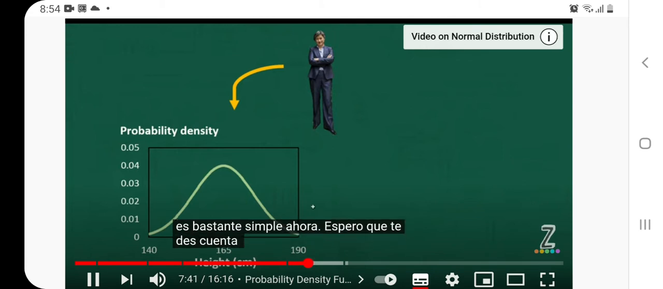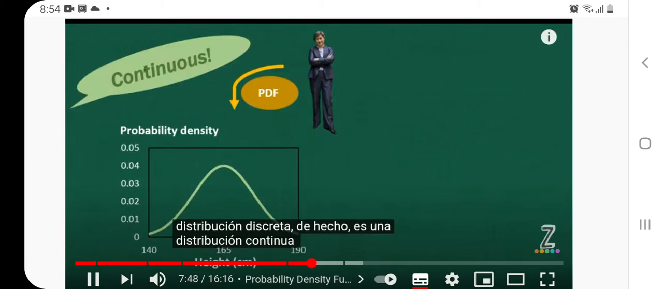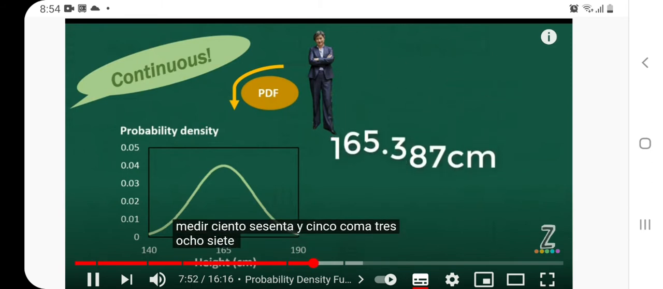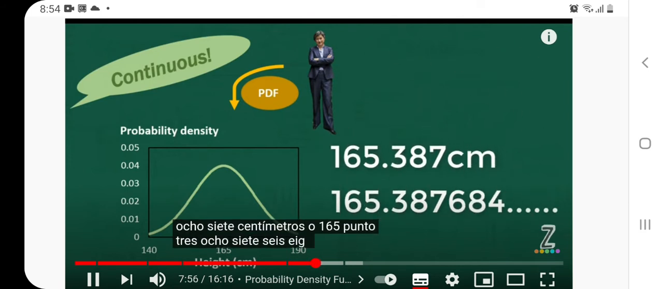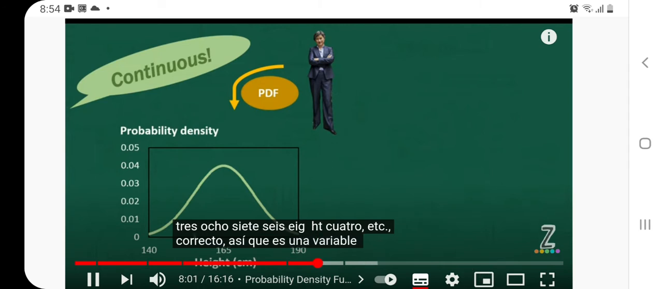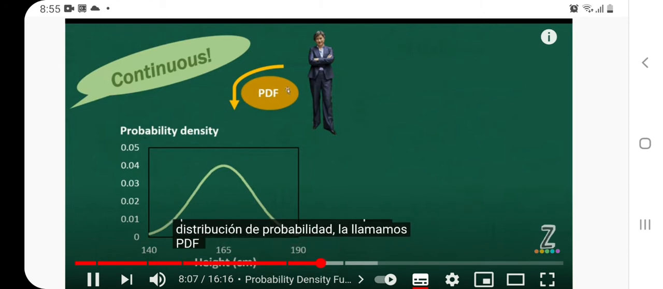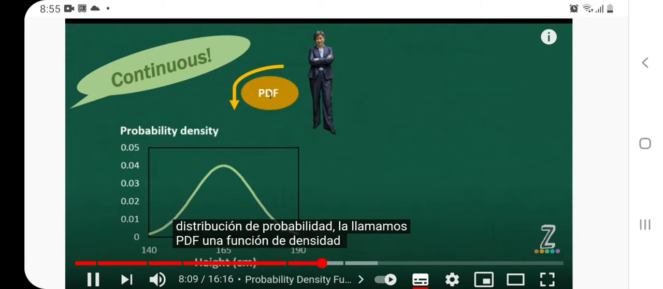Now, I'm hoping that you realize here that height is not a discrete distribution. In fact, it's a continuous distribution because you can be 165.387 centimeters or 165.387684, etc., right? So it's a continuous variable. So we call the probability distribution here a PDF, a probability density function.